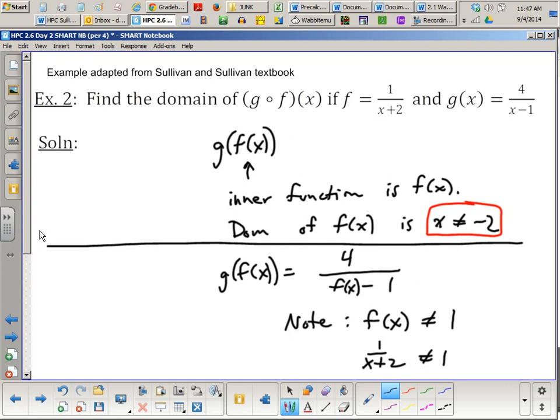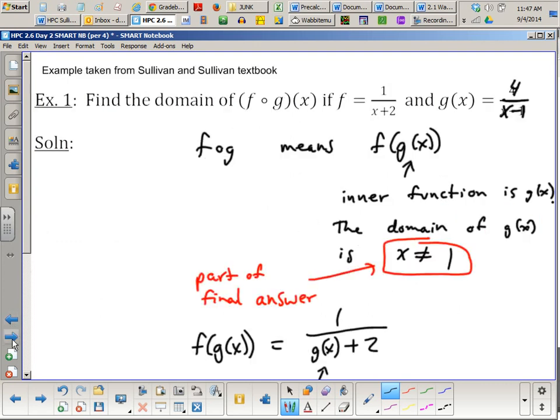So you have to satisfy the inner function. Then the inner function has to produce outputs that make the outer function happy, because those are going to be the inputs. So what's surprising on this problem is that x equals 1 is perfectly okay. It does not cause any undefineds when you evaluate f of g. Weird.